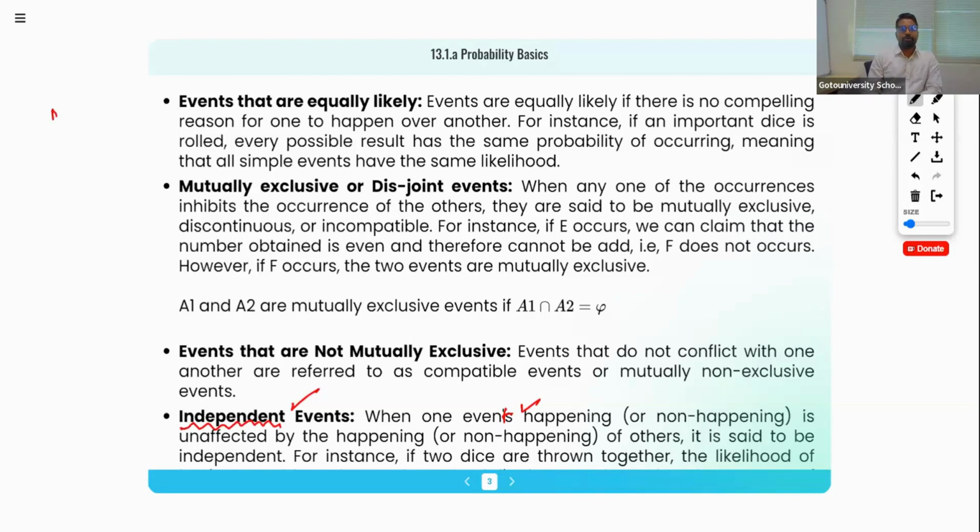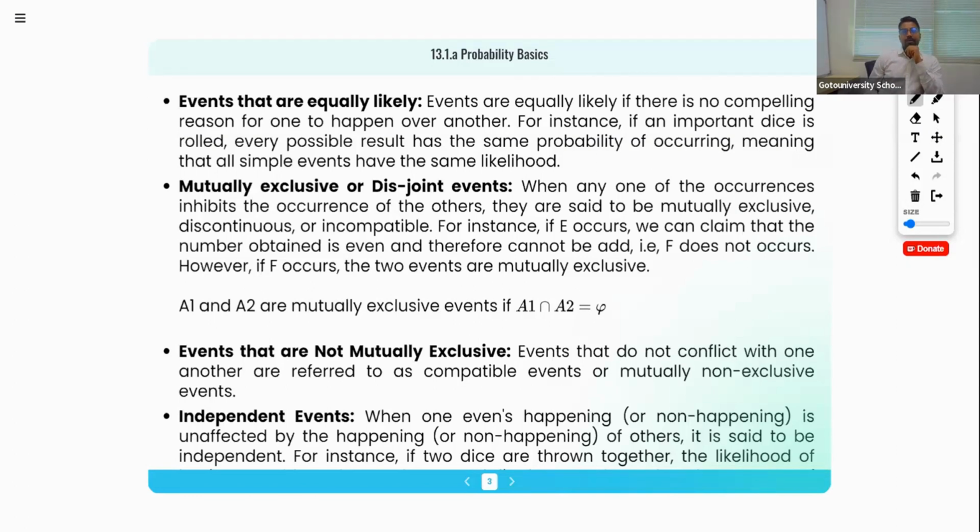Now, can you tell me, are mutually exclusive events independent or dependent? Anybody? Can anyone answer that question? Mutually exclusive events are dependent events. Why? They are 100% dependent, because the occurrence of one event depends upon the occurrence of the other event. So they are 100% dependent events. They are not independent events.